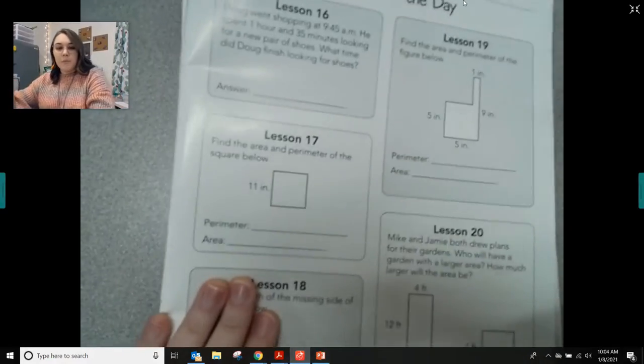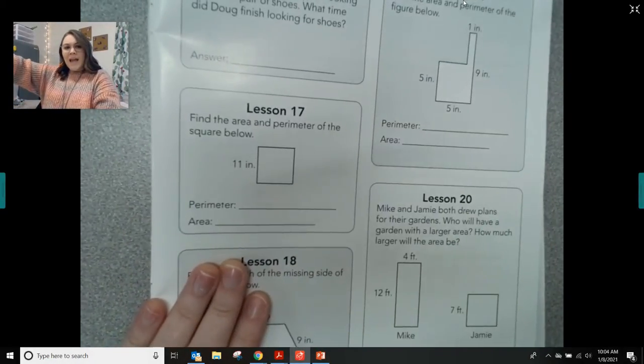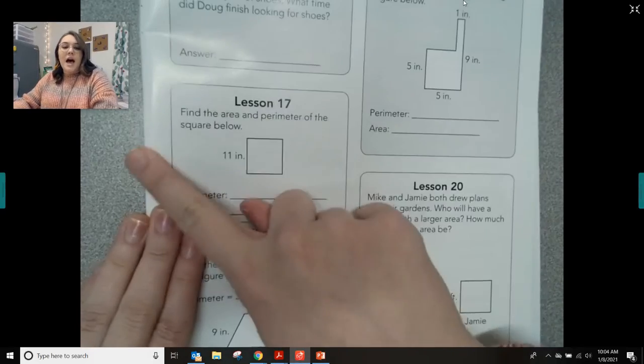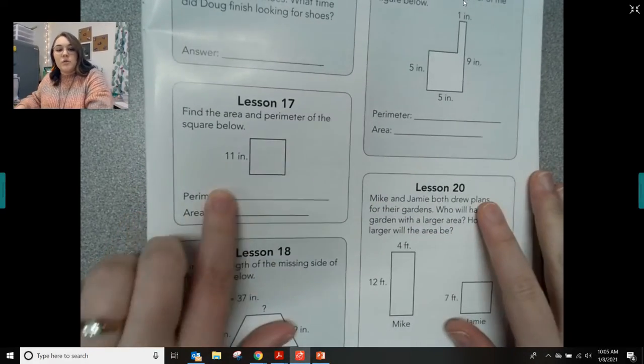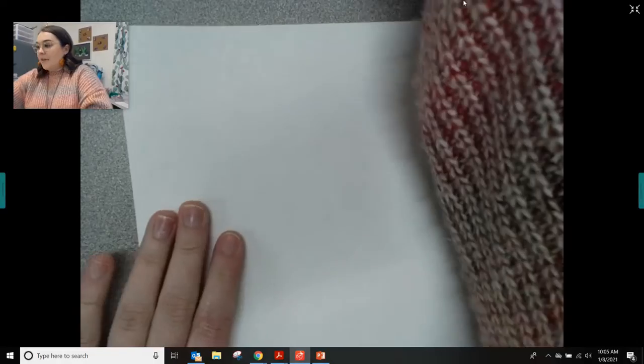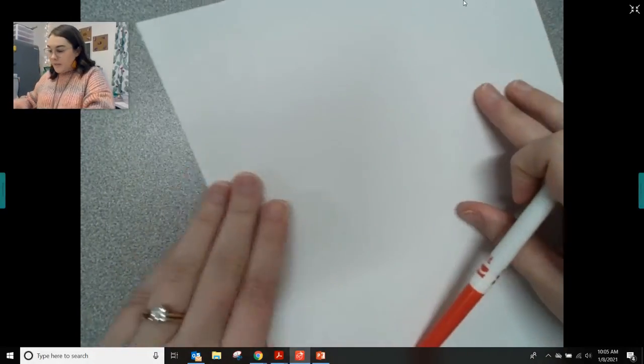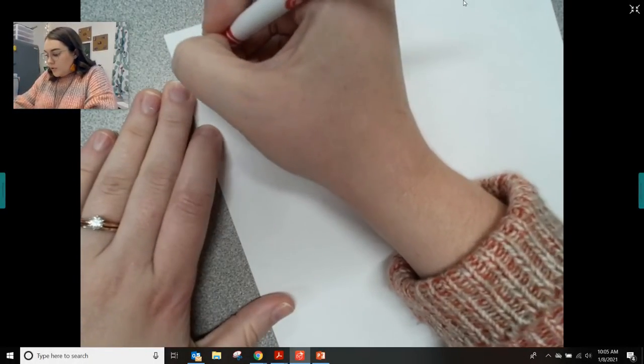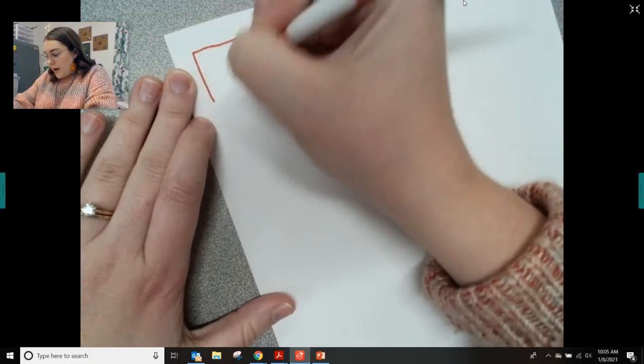So I have this problem for us today. And it's telling me to find the area of the square below. And the square has 11 inches as one side. So I'm going to go ahead and do that for you on this piece of paper. And let's do it together. So I want everybody right now to get out a piece of paper, and I want you to draw a square.